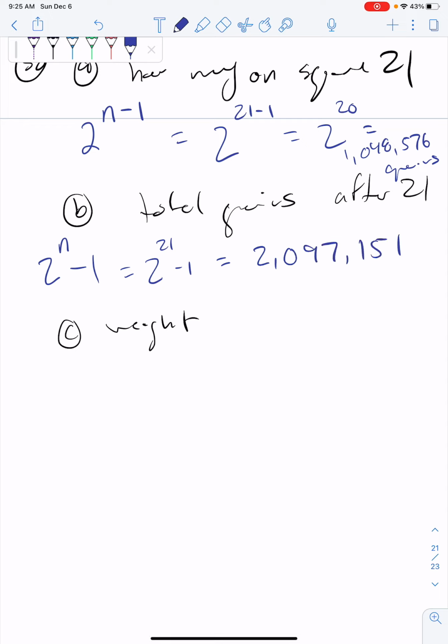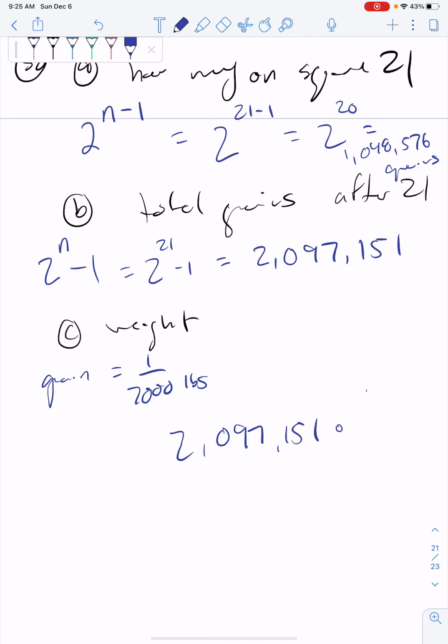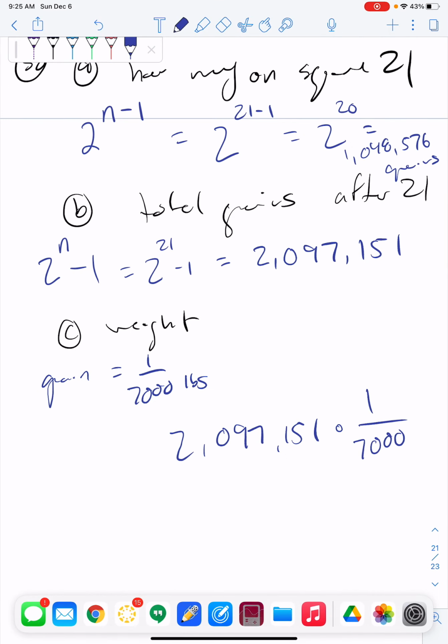2,097,151 total grains. Now to figure out the pounds, how much that weighs, it tells me that a grain is 1 over 7,000 pounds. And it wants me to measure in pounds. Okay, I can do that. So if I have 2,097,151 grains, and I times that by 1 over 7,000 pounds, then my answer becomes, or I can divide it by 7,000, which is probably what I would do.